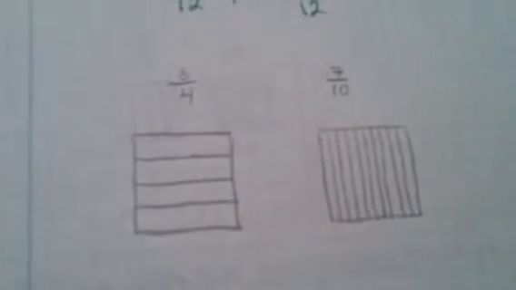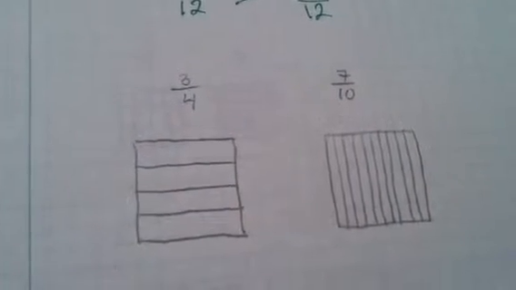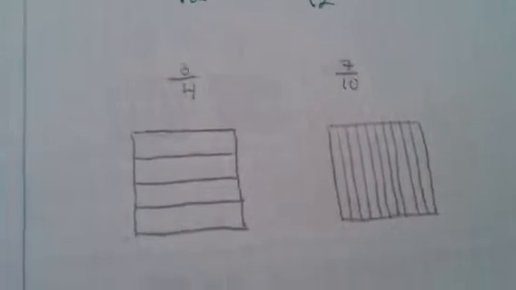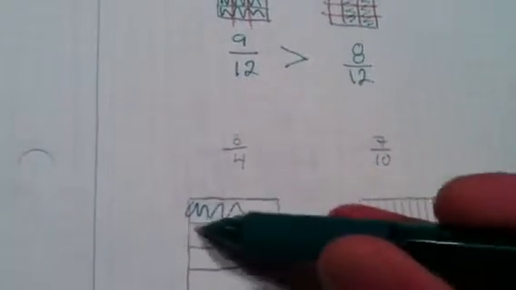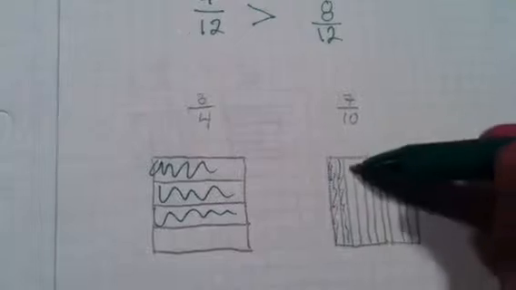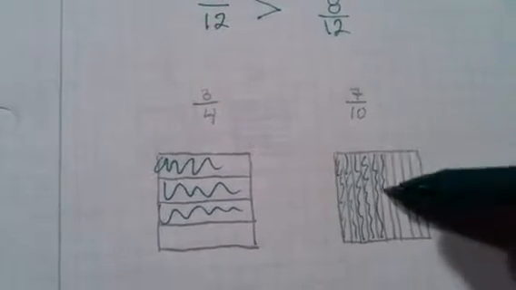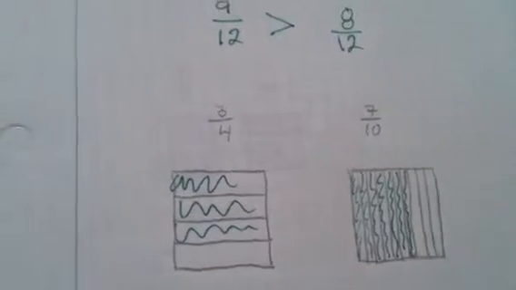I've got here 3/4. There you go. 3/4 versus 7/10. So let's color in each of those. So 1, 2, 3/4 versus my 1, 2, 3, 4, 5, 6, 7/10. And so then let's try a different color. We want to cut each of these like the other.